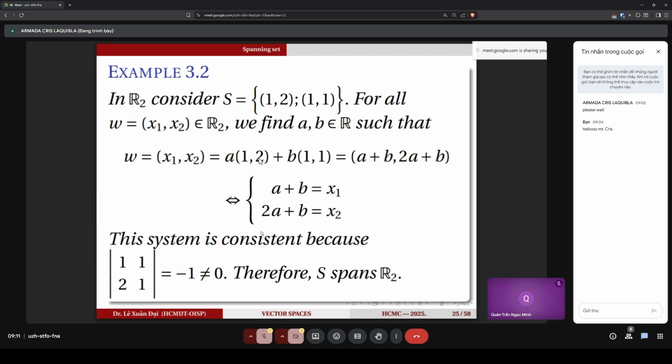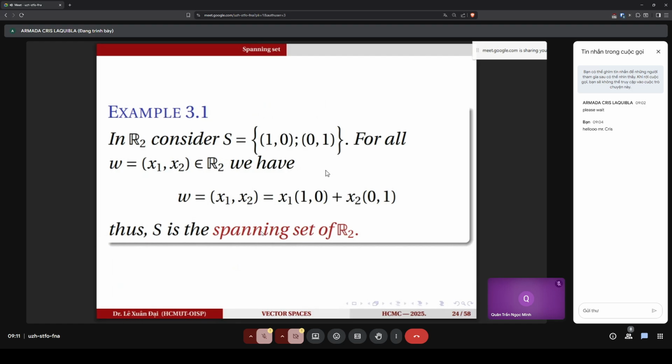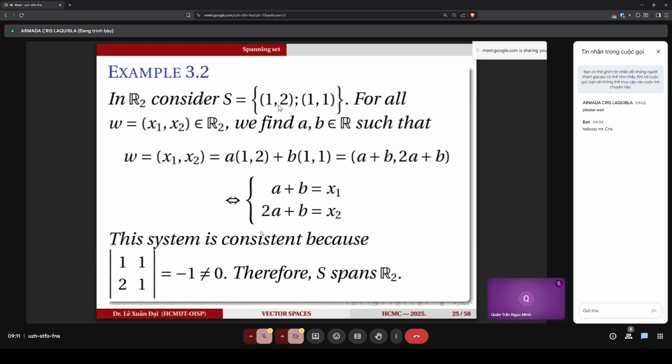So what are we going to do there is we use other letters or variables. We have a and b, and we multiply a with (1, 2) plus b times (1, 1). Now, what if one of the vectors there is (1, 0)? For example, this is (1, 0) and (1, 1).